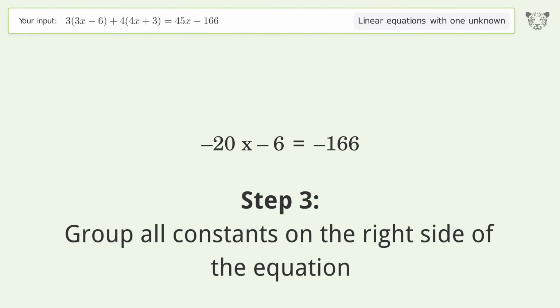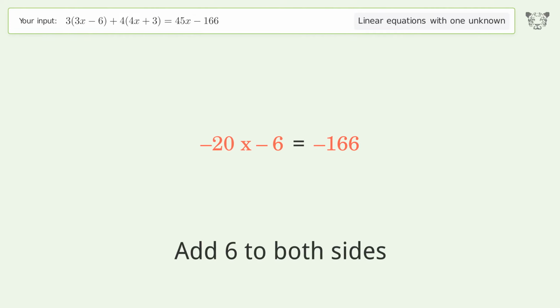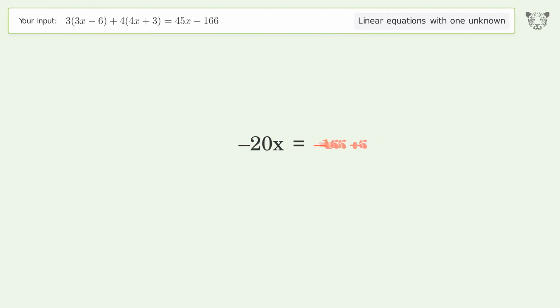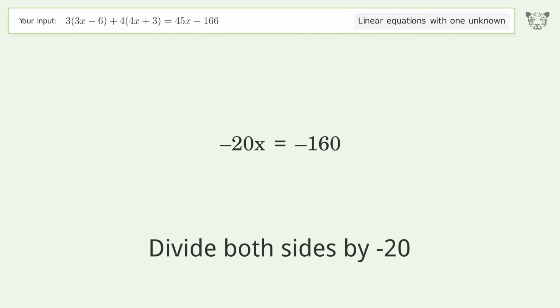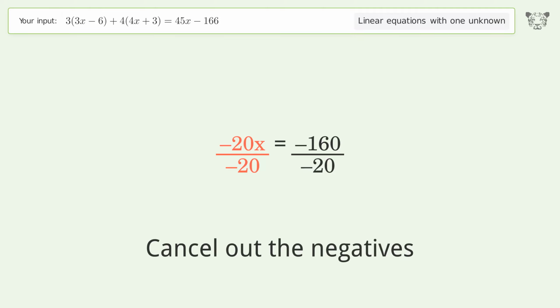Group all constants on the right side of the equation. Add 6 to both sides. Simplify the arithmetic. Isolate the x. Divide both sides by -20. Cancel out the negatives.